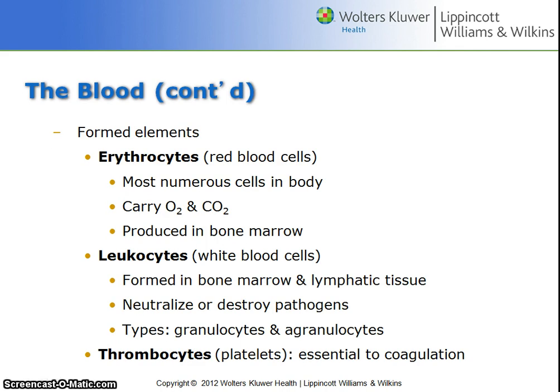You have formed elements: the erythrocytes, or the red blood cells, the most numerous cells in the body. They carry oxygen and carbon dioxide. You also have leukocytes, the white blood cells. These neutralize or destroy pathogens. You also have thrombocytes, or the platelets, which are essential to coagulation, or the stopping of bleeding.